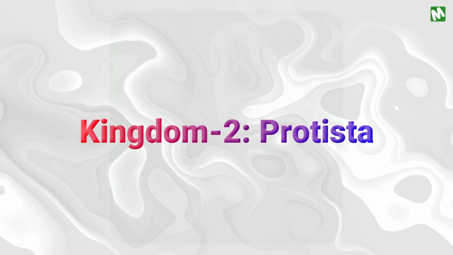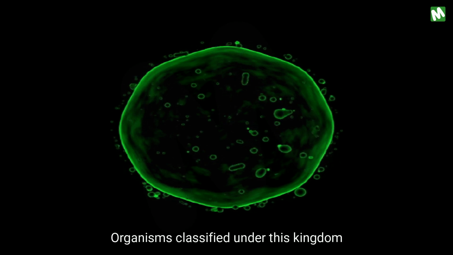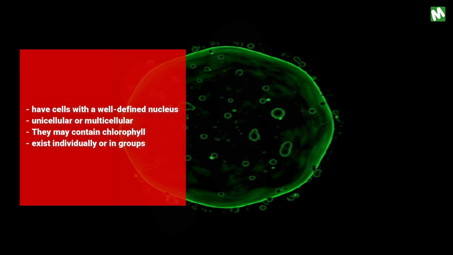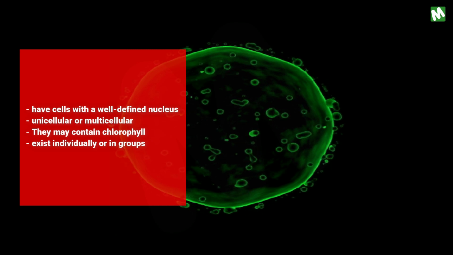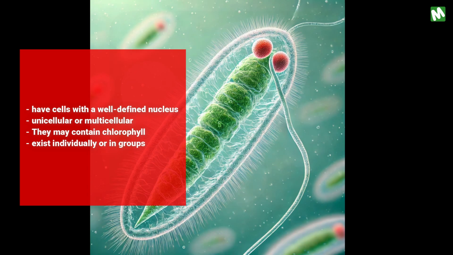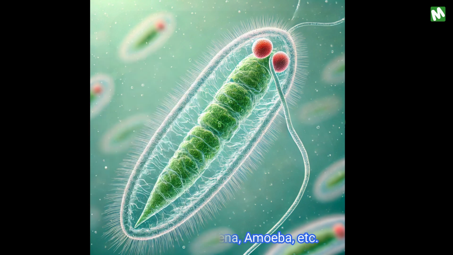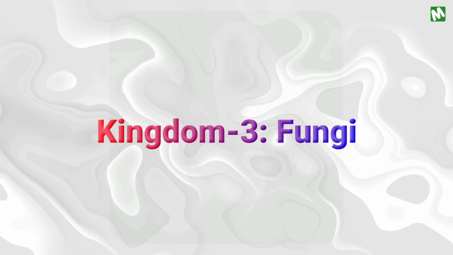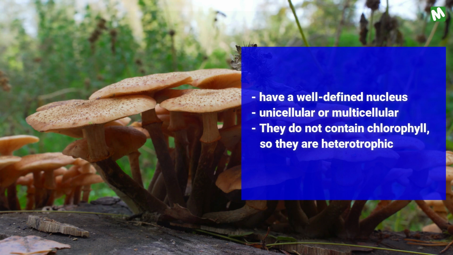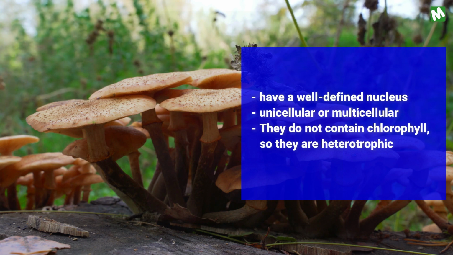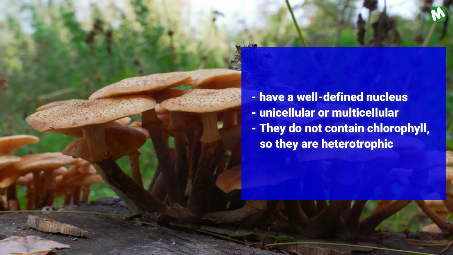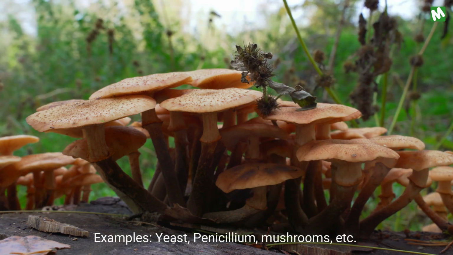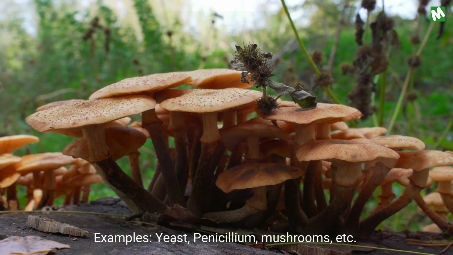Kingdom 2. Protista. Organisms classified under this kingdom have cells with a well-defined nucleus. They can be unicellular or multicellular. They may contain chlorophyll and exist individually or in groups. Examples: Euglena, amoeba, etc. Kingdom 3. Fungi. Their bodies have a well-defined nucleus. They are usually unicellular or multicellular. They do not contain chlorophyll, so they are heterotrophic. Examples: yeast, penicillium, mushrooms, etc.